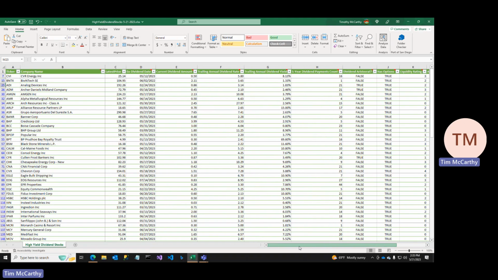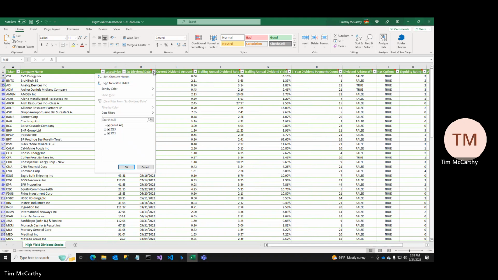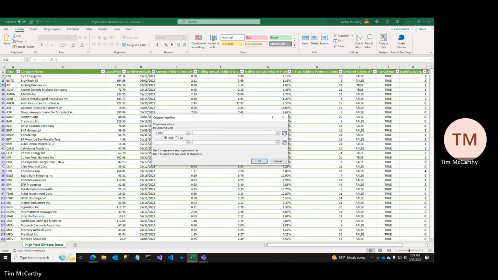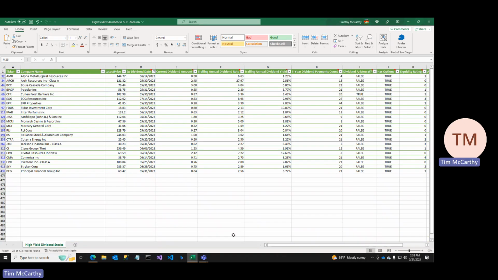And then we want to make sure that it is paying a dividend, so I want to add a date filter on here. I want that to be after tomorrow, so I can qualify for the dividend if my trade gets executed tomorrow on May 22nd. That whittles the list down quite a bit.